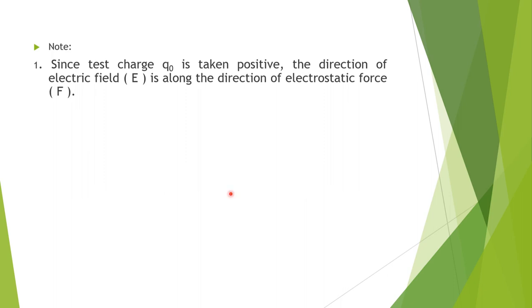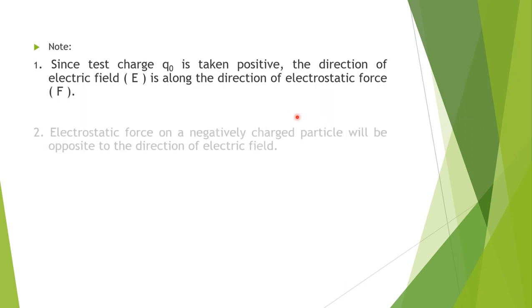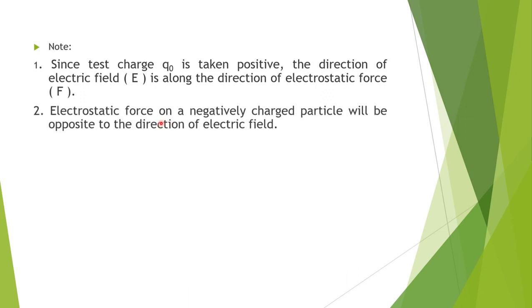A few points about the electric field intensity. Since test charge q naught is taken as positive, the direction of the electric field is along the direction of the electrostatic force. We have seen the direction. Now, second case: if you are considering a negatively charged particle as the source charge, then the electric field intensity direction will be opposite.